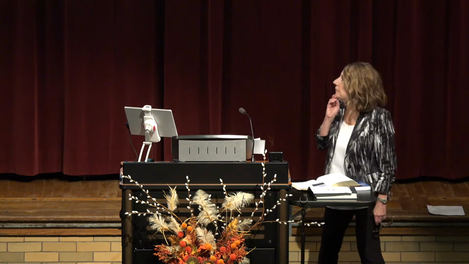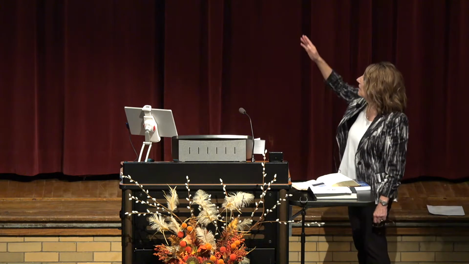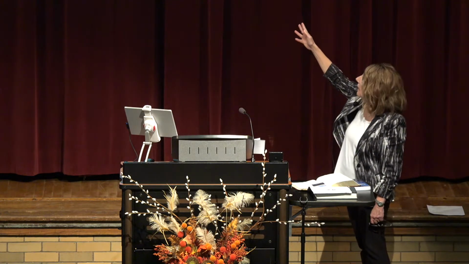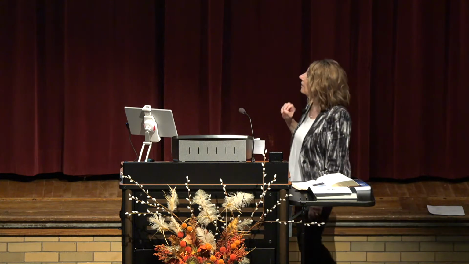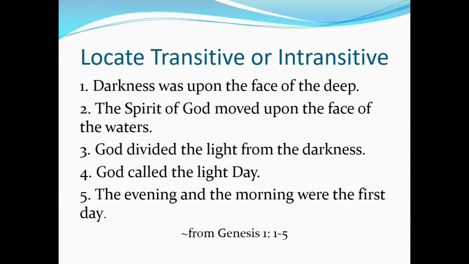Is there an object in that sentence? Darkness was. Was there an object there? No. I think I heard you say yes. Because upon the face and of the deep are two prepositional phrases. There's no object coming out of the linking verb was. Now, some grammarians say that linking verbs are always intransitive. There's some grammarians who say, "'Tain't necessarily so," but I think I would take that first position.